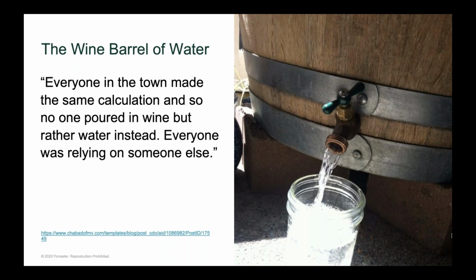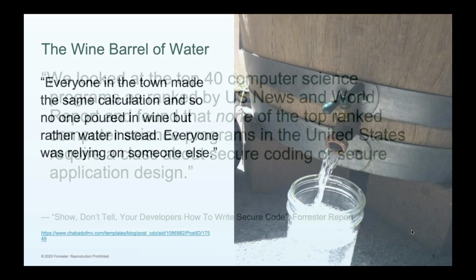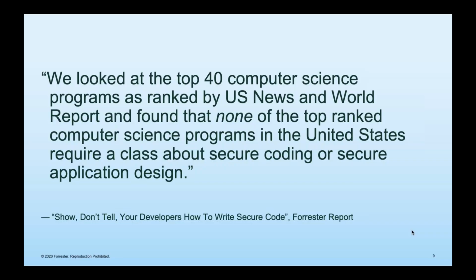Fact is, developers aren't really trained in security. We looked at the top 40 computer science programs as ranked by US News and World Report. Right now, none of those top ranked programs in the US require a class about secure coding or secure application design. So we are forcing development teams to learn this much later in their careers and really as they go. And so the challenge that we have is to find ways to turn developers into security people and do that without adding a bunch of security process on top.